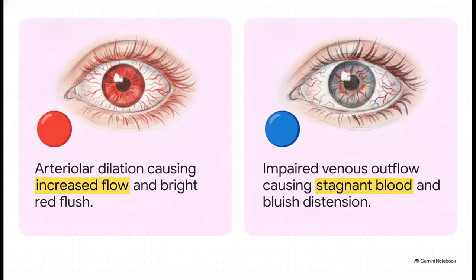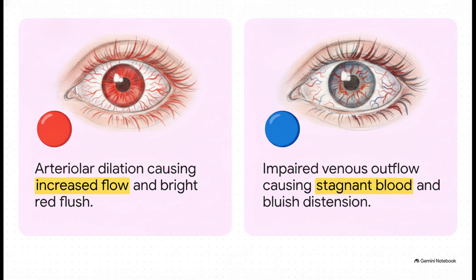So when fluid dynamics change, the visual contrast is absolutely stark. Think about active hyperemia. This is an active process where arteriolar dilation leads to increased blood flow, usually driven by histamine during something like an allergic reaction or uveitis. How does it look? Well, it physically manifests as this bright red ciliary flush. It's basically screaming active inflammation at you.